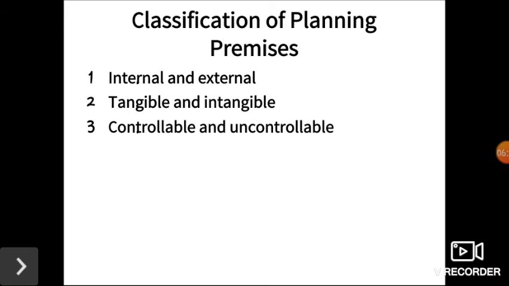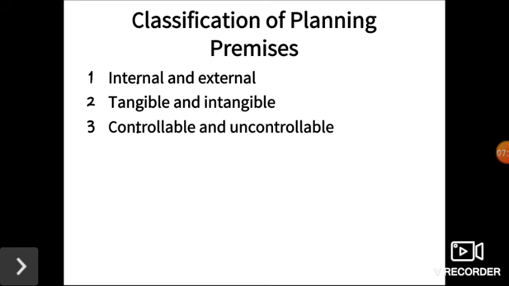Then the last one is controllable and uncontrollable premises. This classification is on the basis of controllability. Controllable premises are those which are entirely within the control and realm of management. They include organizational policies, structures, systems, procedures, etc. Such premises are mostly internal. The management may change these premises whenever required according to circumstances in order to achieve the organizational objectives.